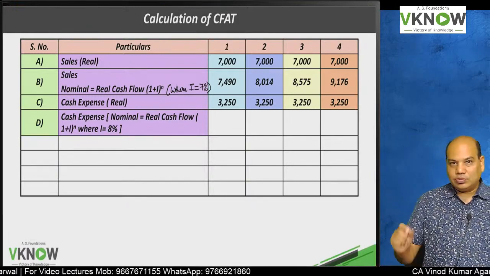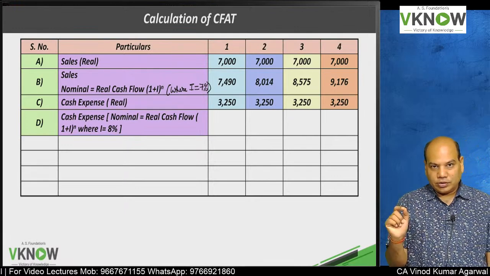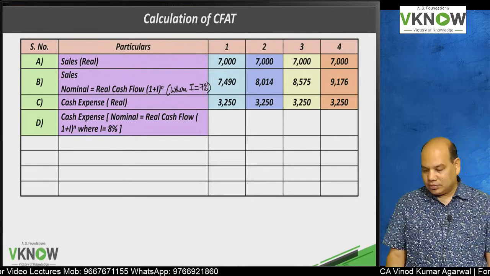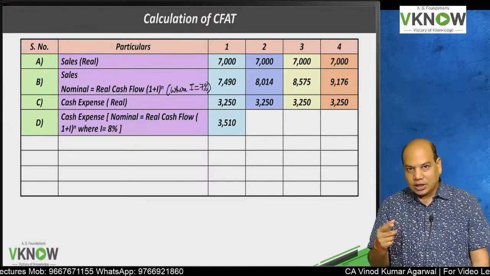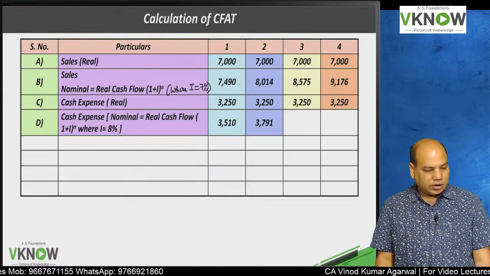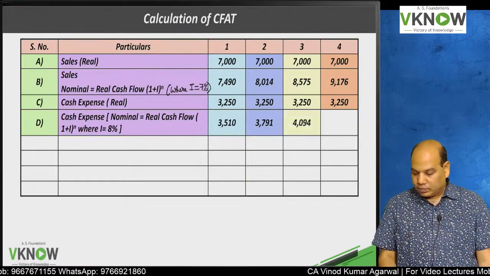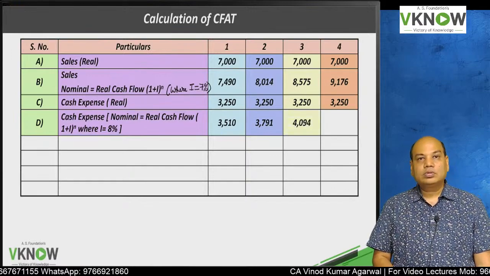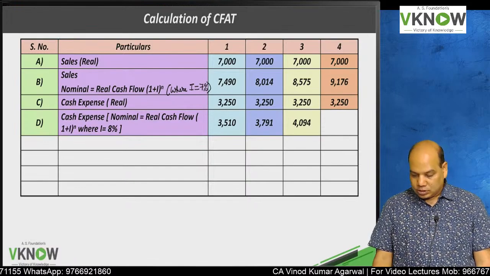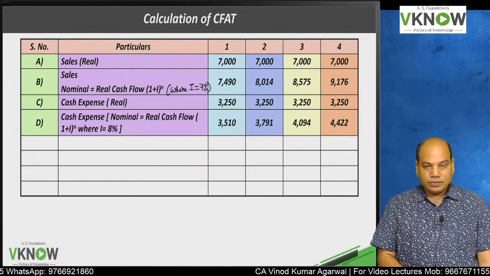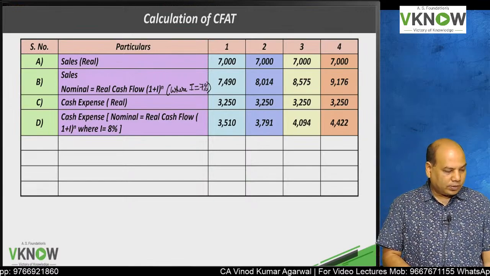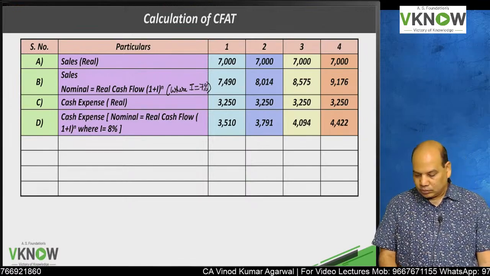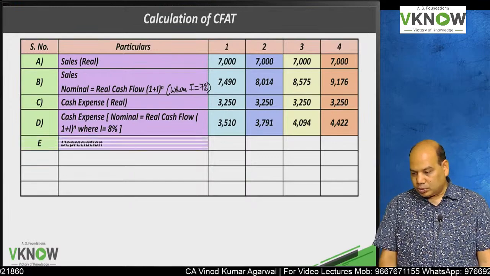Again you take your calculator. 3250 plus 8%. That will help you. 3510 plus 8%. 3791 plus 8%. 4094 plus 8%. 4422.